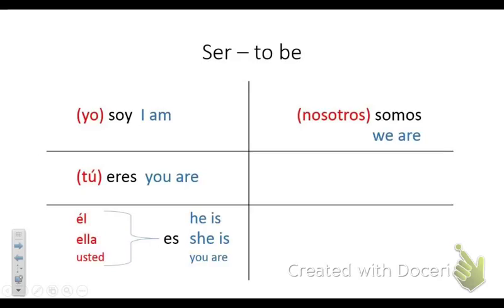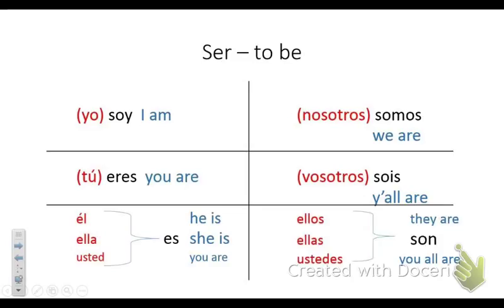Moving over, nosotros somos, we are. Vosotros sois, y'all are, or you all are. Mostly used in Spain, I'm not going to test you too heavily on that, but I want you to be aware of it. The last box, we have ellos son, ellas son. Both of those mean they are. Just remember the masculine and feminine characteristics of Spanish. Ustedes son, you all are. Alright, that's the notes for the Unit 2.